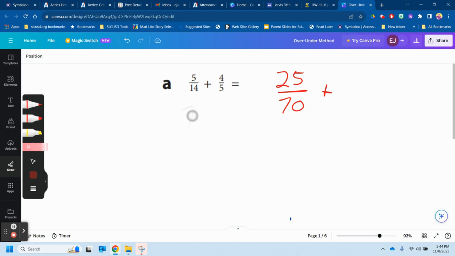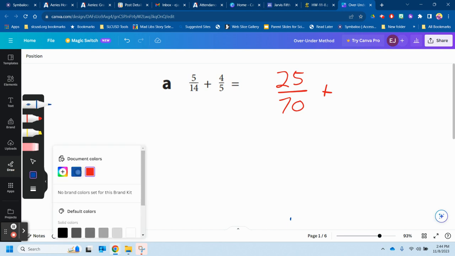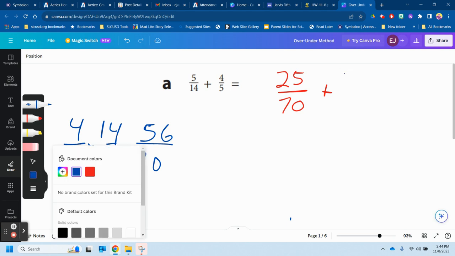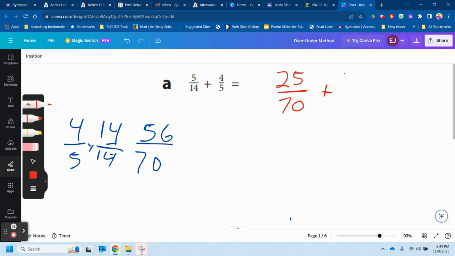Okay, now I've got to find this one. My common denominator is 70. So 4/5 is equal to something over 70, and I multiply that by 14. 14 times 4 is 56. So that's 56/70ths. So now I have a common denominator.